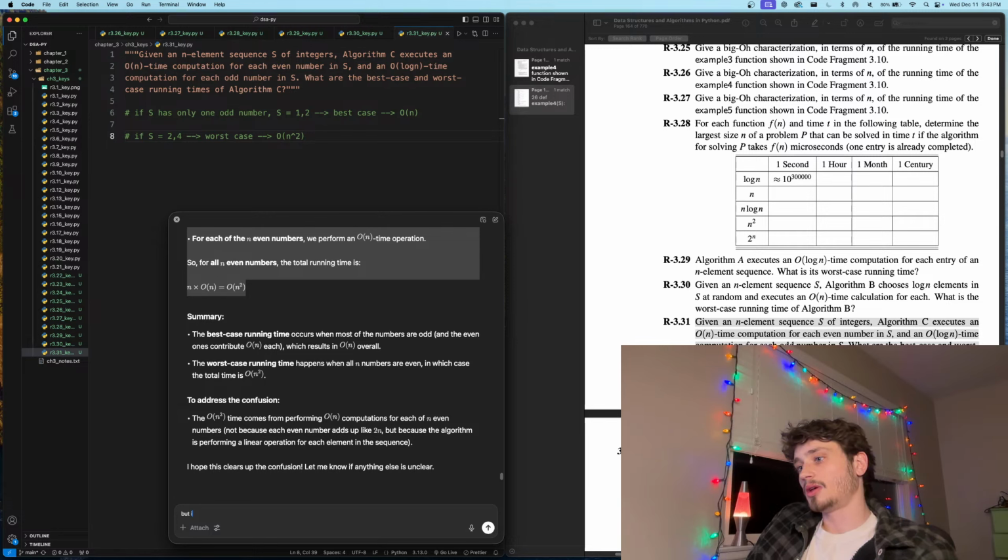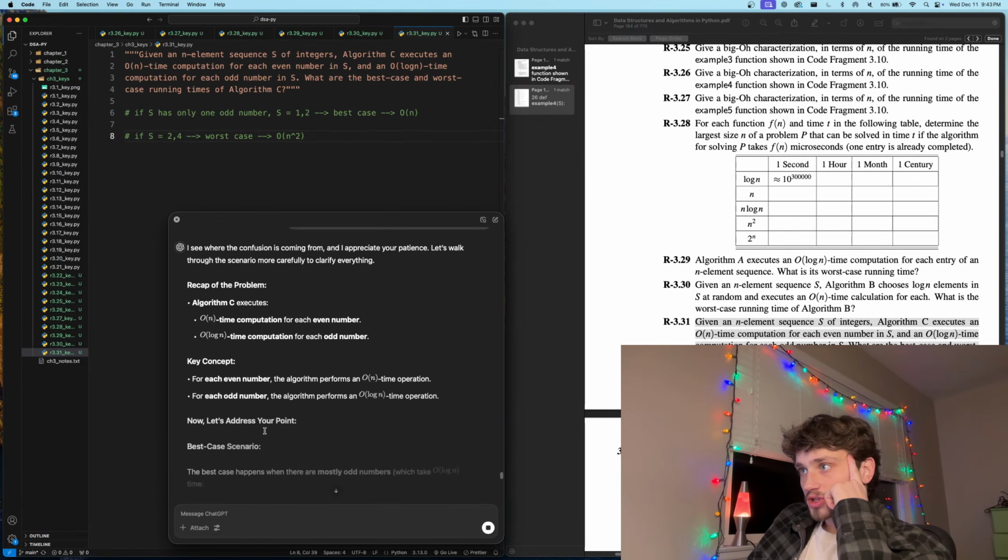But in both examples, you have more than one even number. So it should still be O(n squared). No?